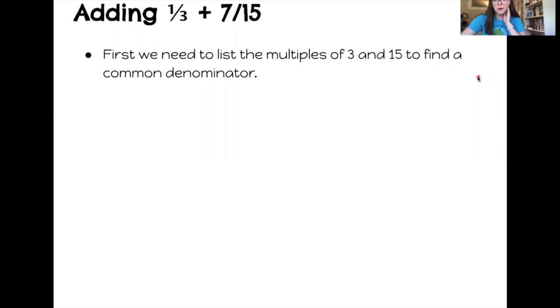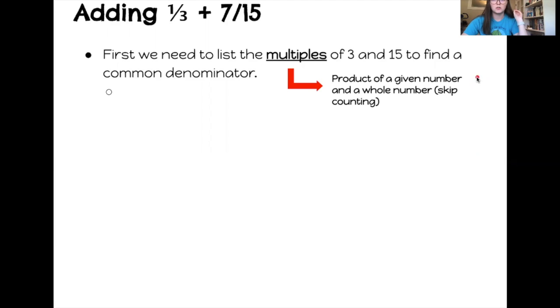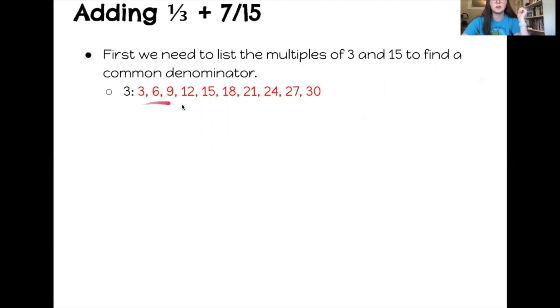So I want you to pause now, and I want you to either say it out loud, listing the multiples, which is just skip counting, right? Or I want you to write it down, and figure out what is the first common multiple they have. All right, here we go. So remember, just as a reminder one more time, multiples are skip counting by the number given, all right? So for 3, here are our multiples: 3, 6, 9, 12, 15, 18, 21, 24, 27, 30. Okay, and then 15, I only listed a few: 15, 30, 45.